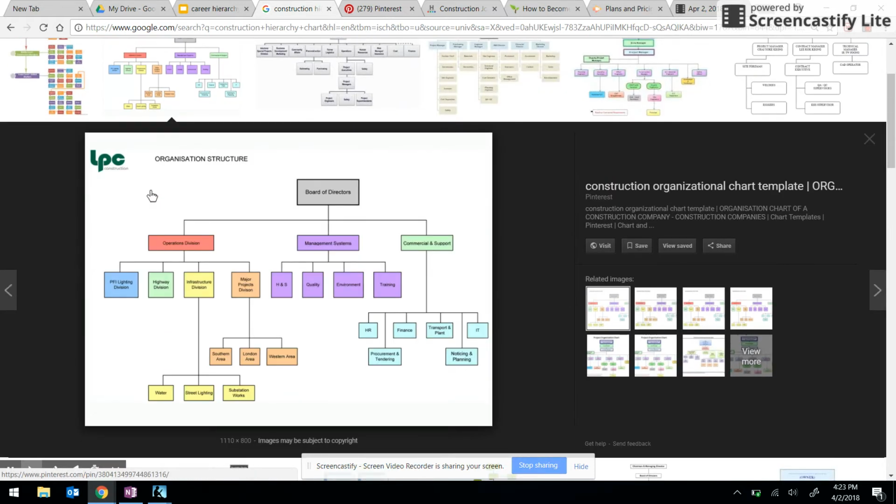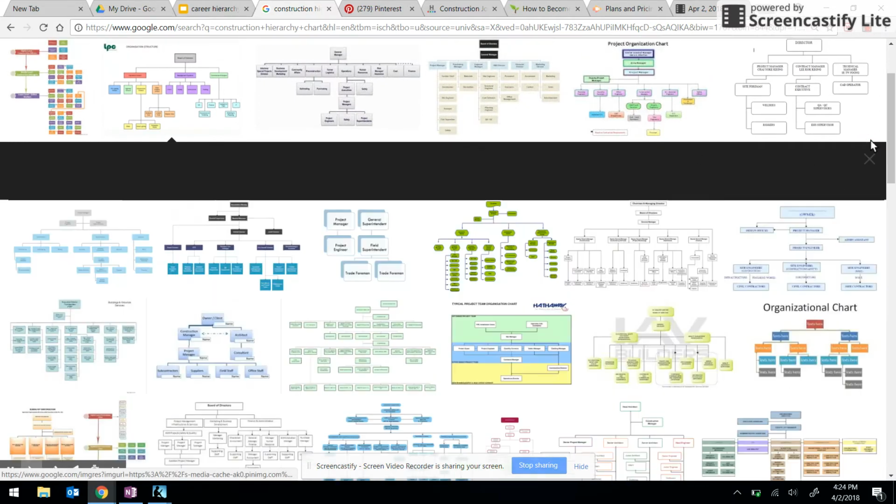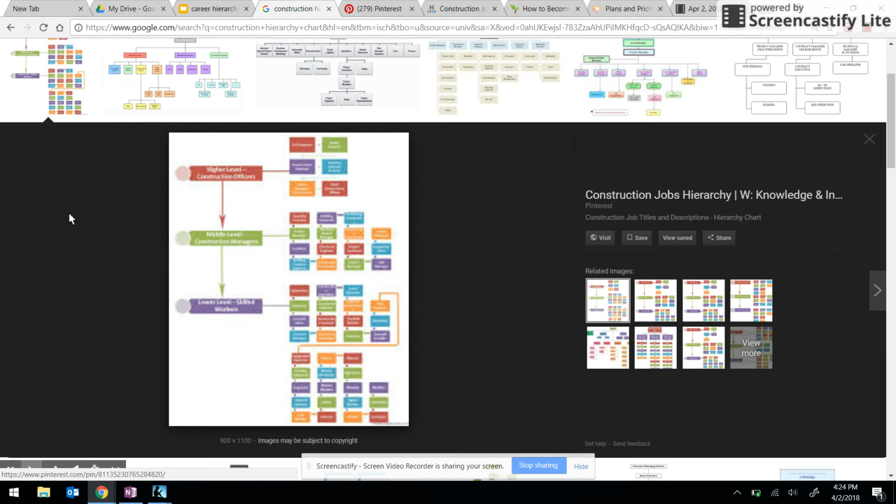Looks like there is a board of directors at the top of this food chain, and then operations division, management system, commercial support. But when I read the rest of this, I don't really see my position anywhere. And so that must mean that this one might not be it. I looked for the words construction manager, I didn't see it. So I could have looked up commercial support in Google by just typing what is commercial support. But I'm going to move on to one that maybe is more what I want.